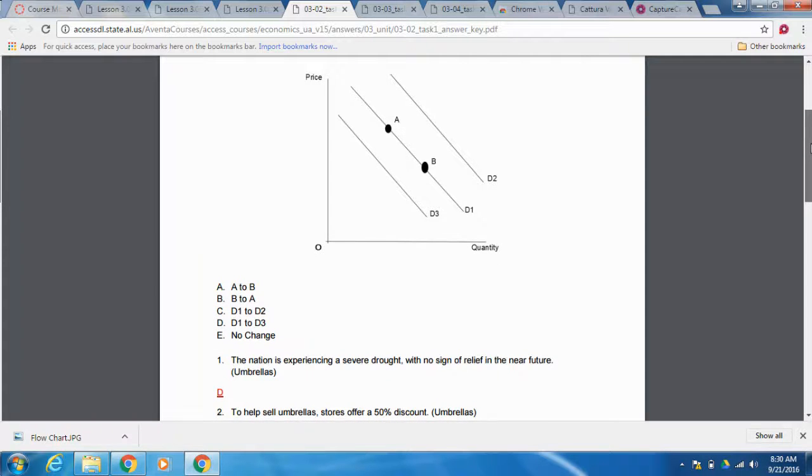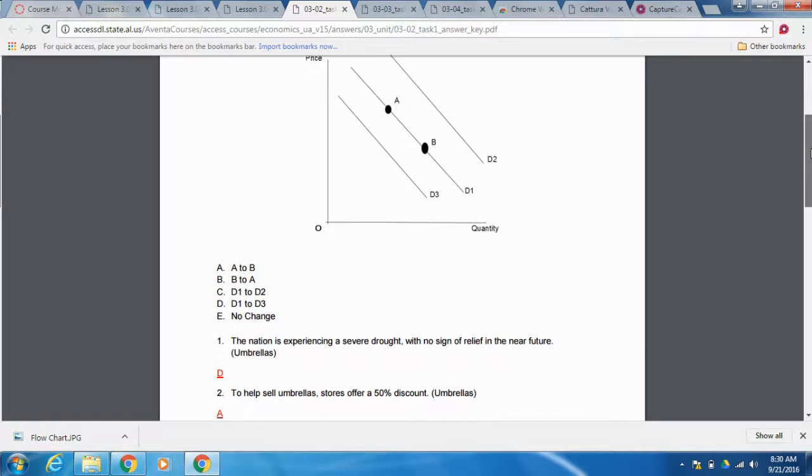To help sell umbrellas, stores offer a 50% discount. So what happens to umbrellas? A, there's a decrease in price. Umbrellas are cheaper. That doesn't change the demand for umbrellas. Because even though umbrellas are cheaper, if it's a drought, people still are probably not going to buy umbrellas.